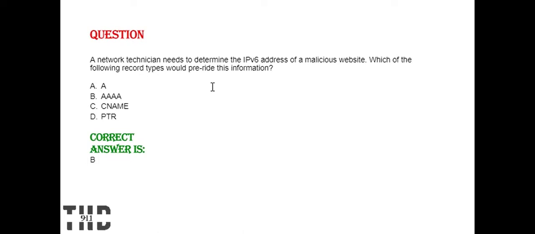A network technician needs to determine the IPv6 address of a malicious website. Which of the following record types would provide this information? Option A, A. Option B, AAAA. That is four times A. Option C, CNAME. Option D, PTR. The correct answer is option B.